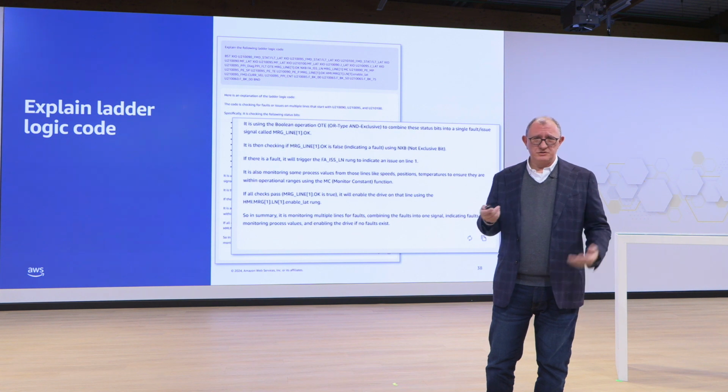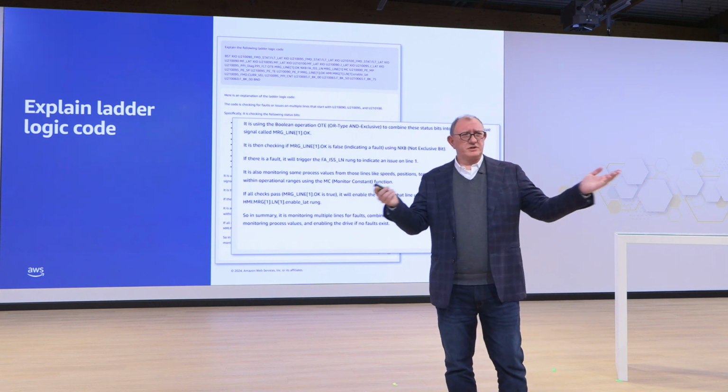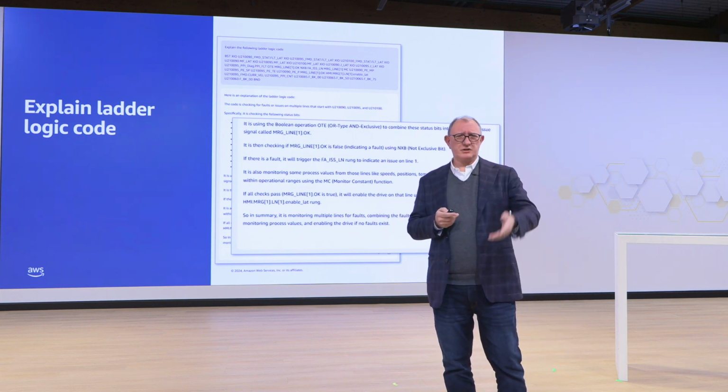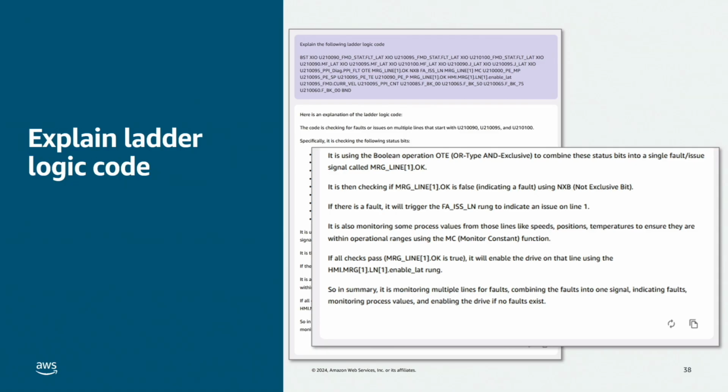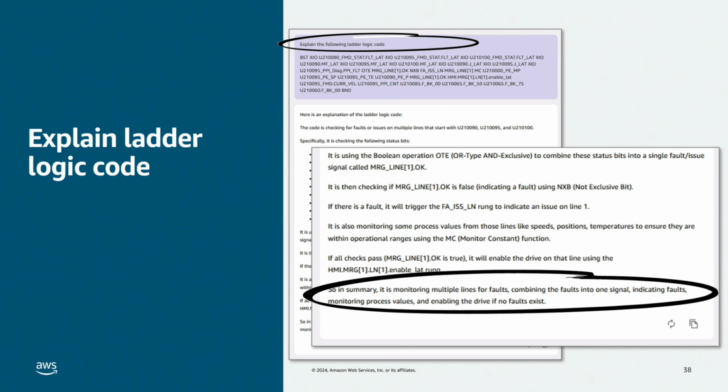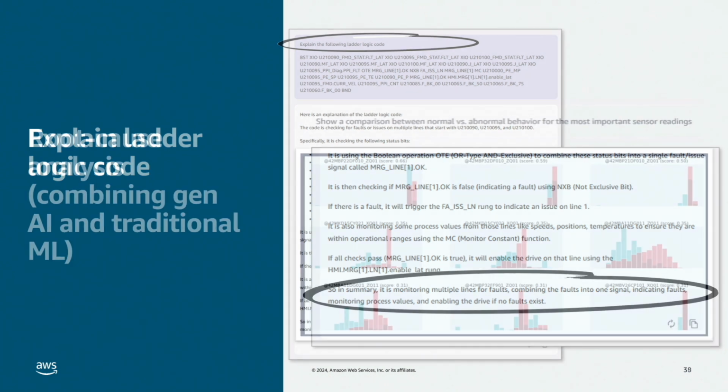Some other ones. Here's ladder logic. I was with some of my co-presenters last night and we talked about how these things aren't trained in school anymore, right? Ladder logic is what controls PLCs. And so here's an example. Hey, explain the following ladder logic code. Does a pretty good job. It's monitoring multiple lines for faults. If all of those faults are negative, then it'll start the drive. This is pretty powerful across the board, right?